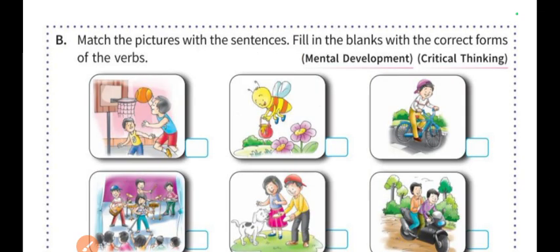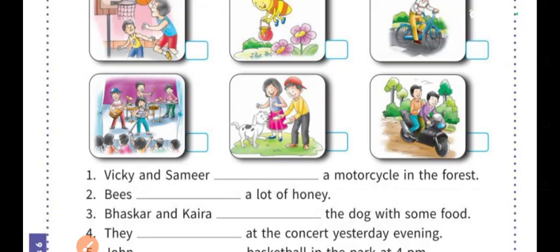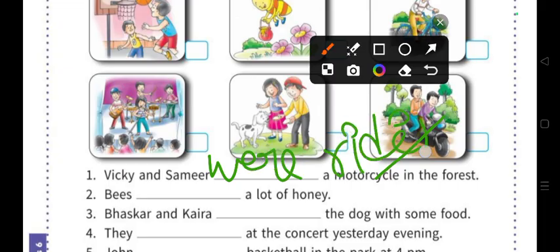Now look at here, match the pictures with the sentences. Fill in the blanks with the correct forms. Like you can see Vicky and Samir, a motorcycle in the forest. So firstly we will match the first option with the last picture. Here Vicky and Samir. अब हमें किस टेंस में इसको चेंज करना है? हमें इसे पास्ट टेंस में करना है. तो Vicky and Samir were riding a motorcycle in the forest.